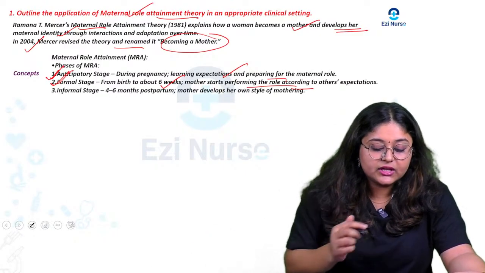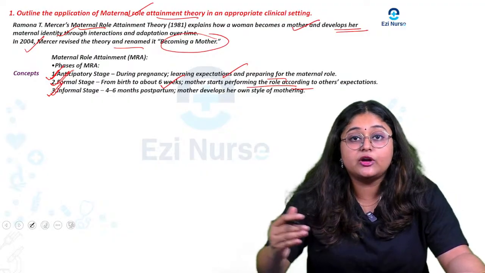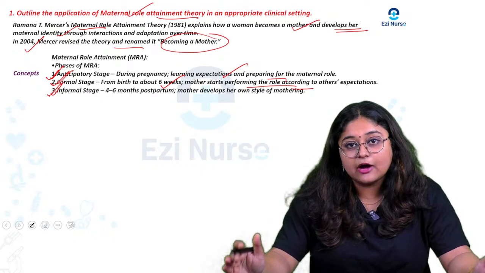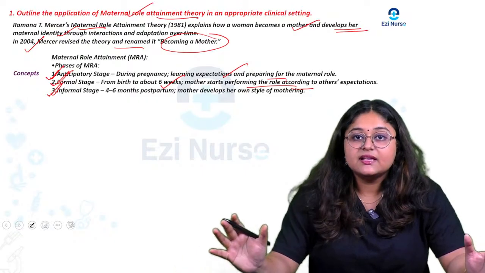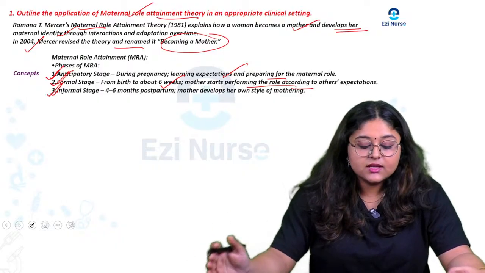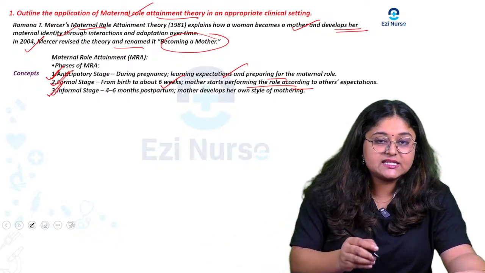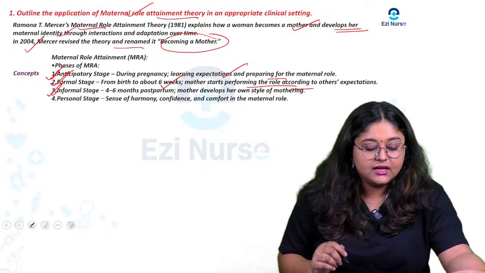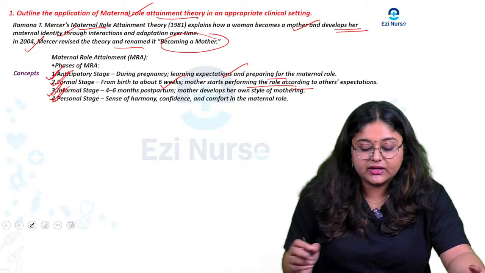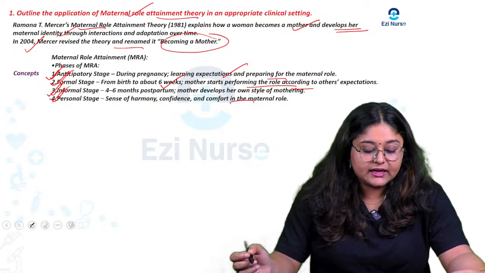Now come to the next, the informal stage. The informal stage is about 4 to 6 months of the postpartum period. After the puerperium period, the mother starts learning by herself how to develop her child. So those are the 3 phases: anticipatory, formal, and informal. Now come to the next, the personal stage. It is a sense of harmony, confidence, and comfort in the maternal role.